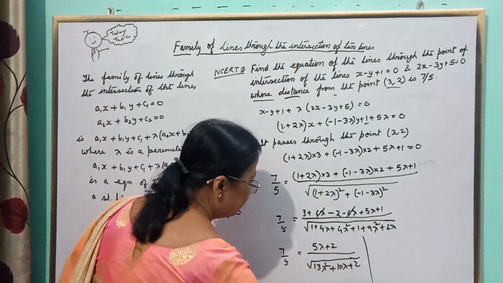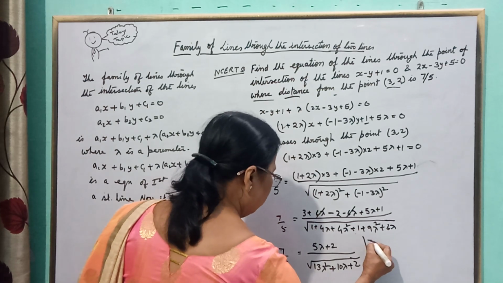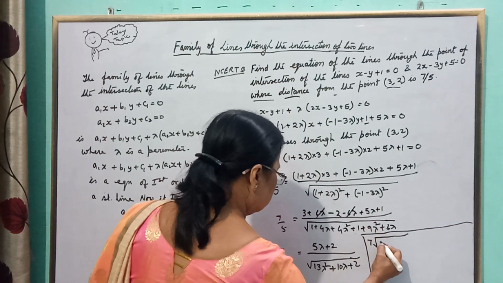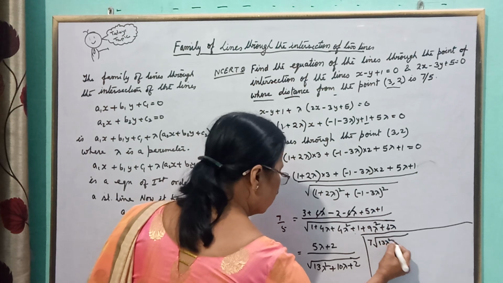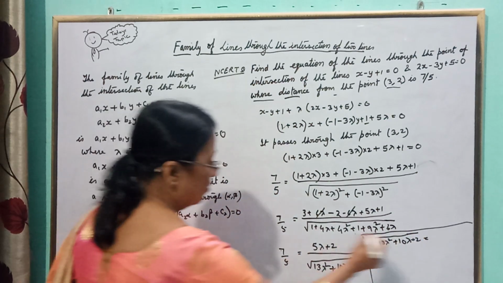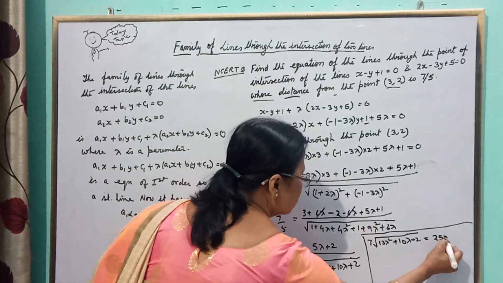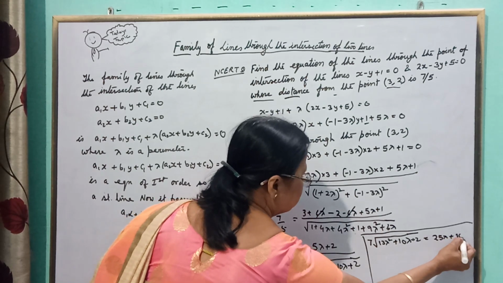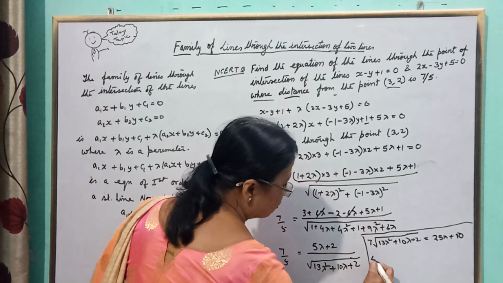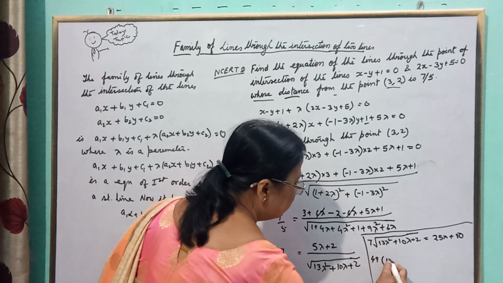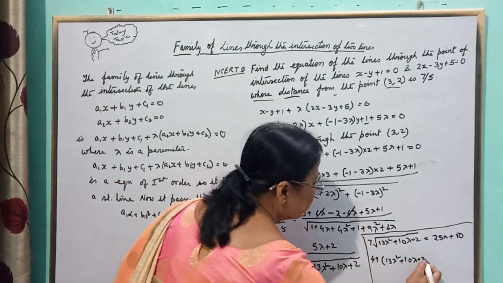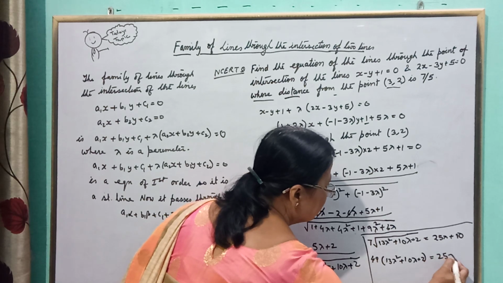Now we can write here, this is 7 under root 13 lambda square plus 10 lambda plus 2 is equal to 5 times (5 lambda plus 2). So I can square both the sides. This is 49 times (13 lambda square plus 10 lambda plus 2) is equal to 25 times (5 lambda plus 2) whole square.